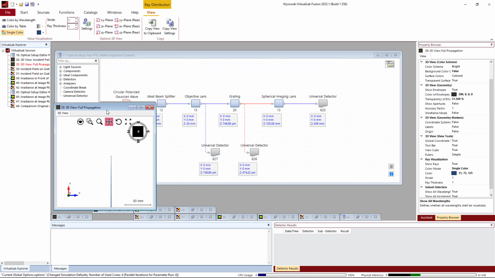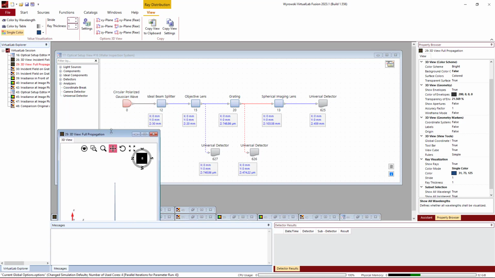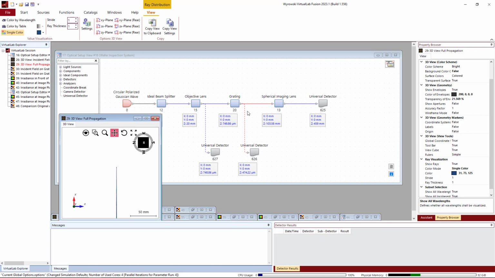What I want to mention here, first of all, is that this simulation is fully non-sequential. So you can see that the objective lens is just located here in the building of our optical setup. So we have just once this objective lens. But when the light is reflected by this grating element here in this propagation step, it's going to travel back through this objective lens.